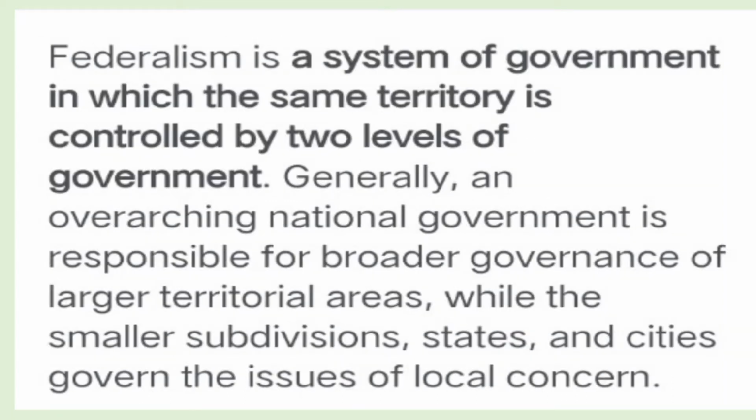Federalism is a system of government in which the same territory is controlled by two or more levels of government. Generally, an overarching national government is responsible for broader governance. When the center is more powerful than the state, there is also a territorial division, and we have subdivisions called states and also union territories.